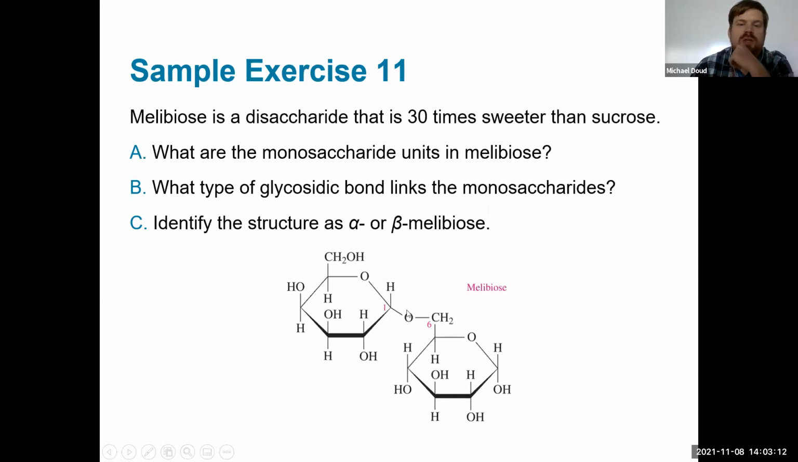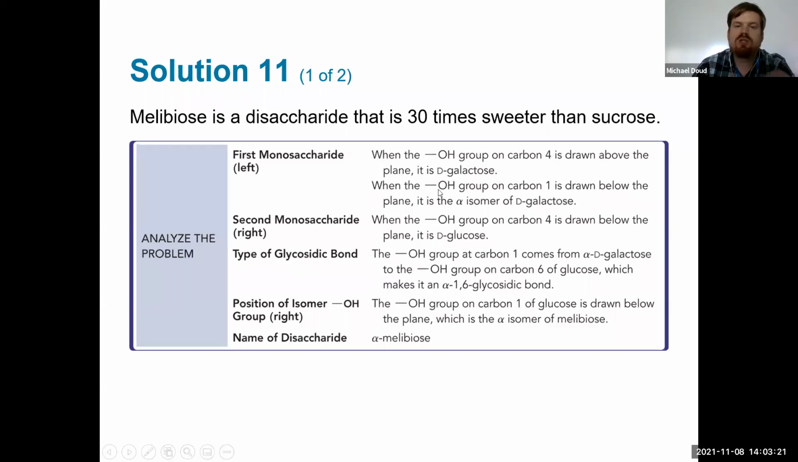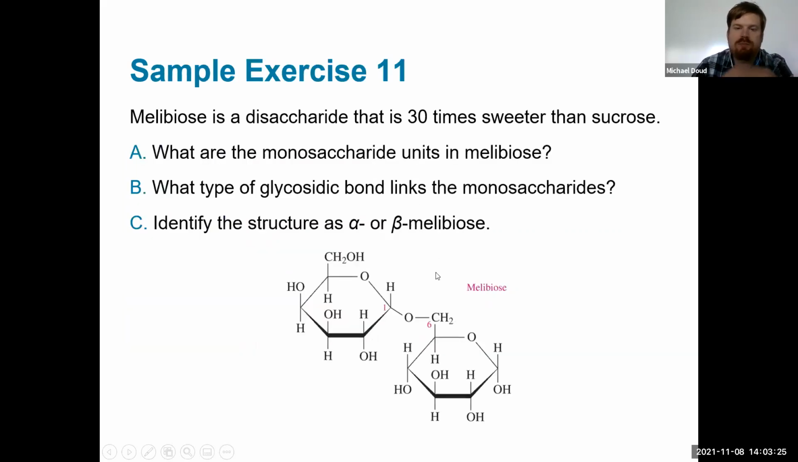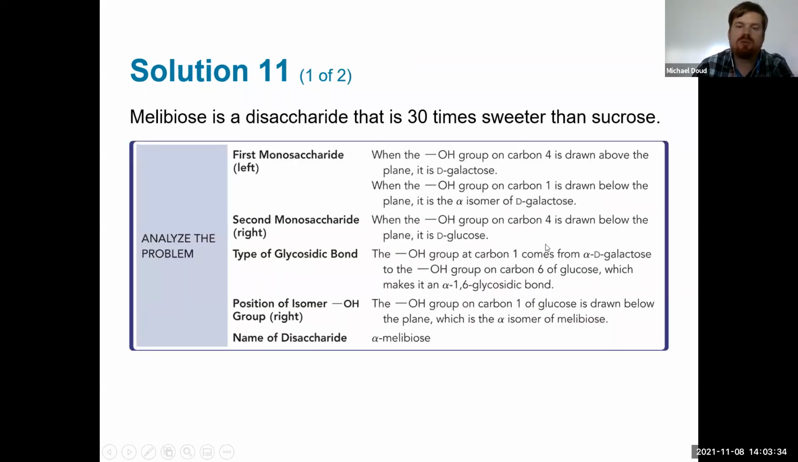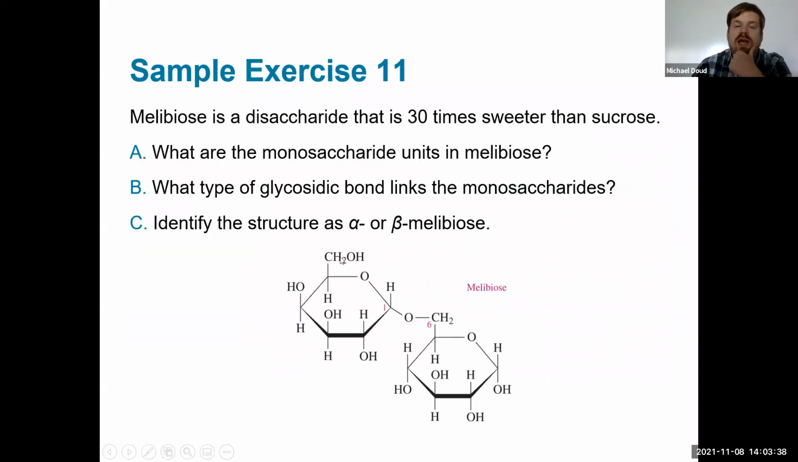Next up, we look at carbon 1, and we can see that the OH is pointed down. So that's the alpha form of galactose, so alpha D-galactose. Okay, next up. Here, the OH group is pointing down for the second monosaccharide in melibiose. When it's pointing down, that's glucose. So we have a unit of alpha D-galactose, and we have alpha D-glucose over here.